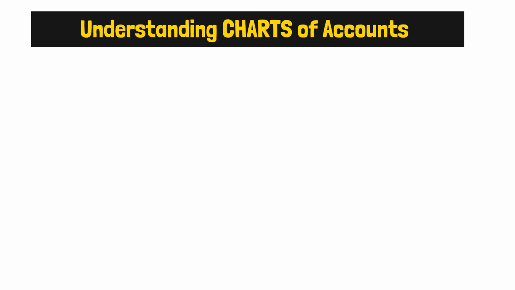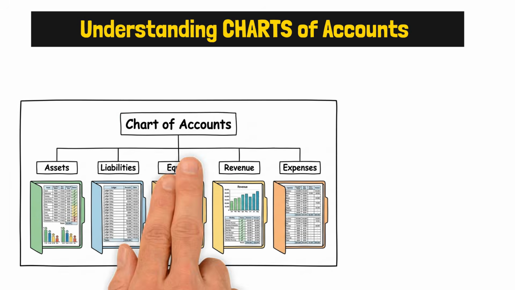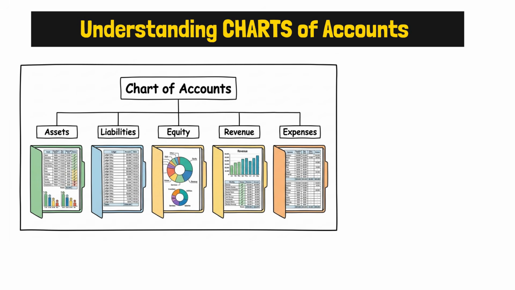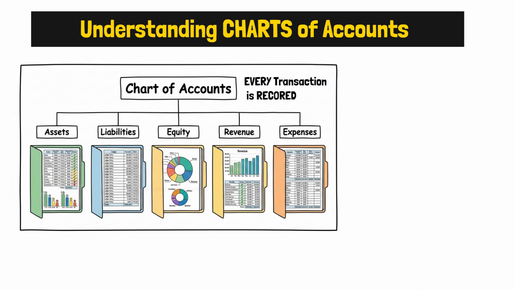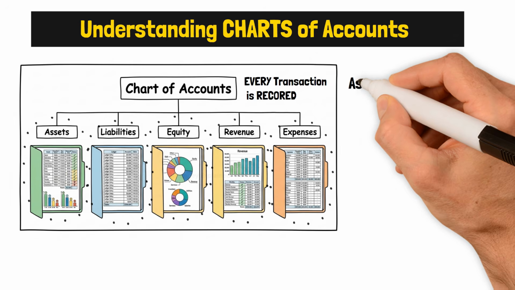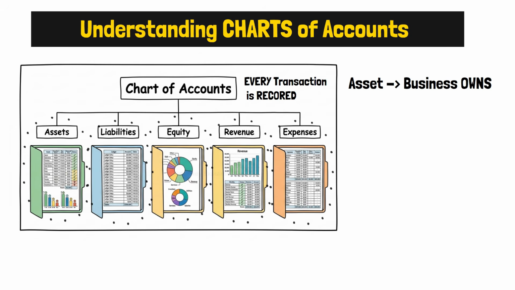Understanding the chart of accounts. The chart of accounts is the foundation of every bookkeeping system. It is simply a complete list of financial categories where every transaction is recorded. Instead of placing every dollar into one large bucket, bookkeeping separates financial activity into organized groups, so you always know where money comes from and where it goes. Most charts of accounts include 5 main categories.